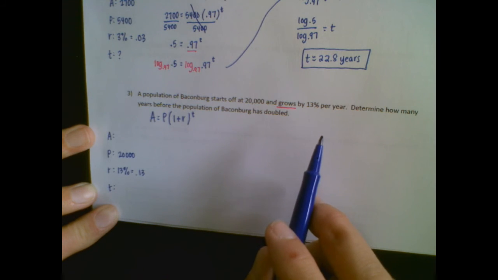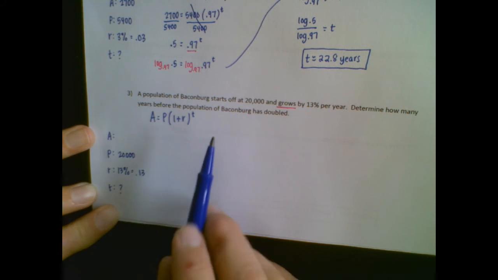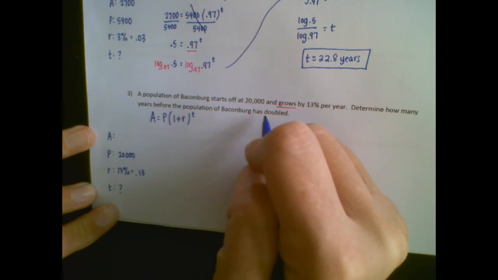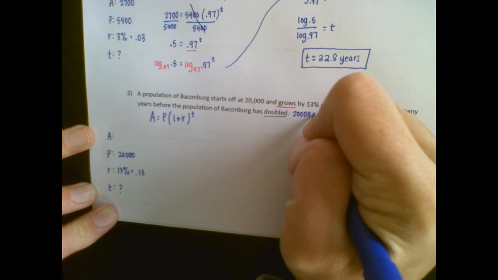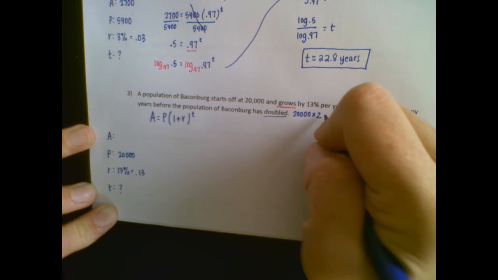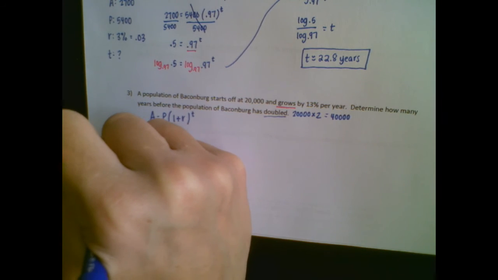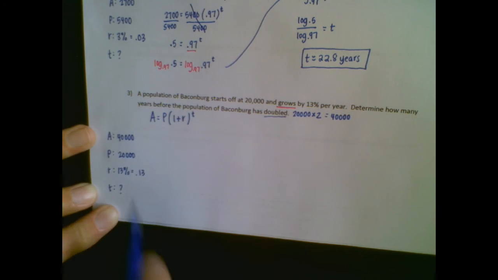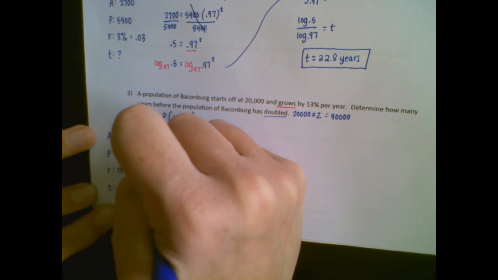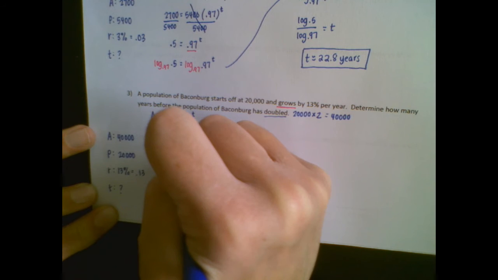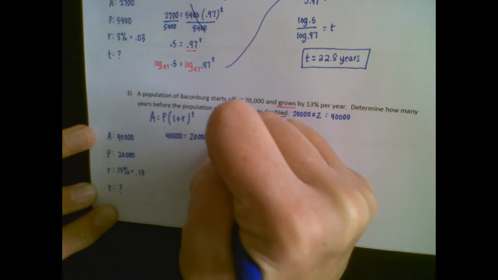We want to determine how many years. So we're looking for time. We don't know what the time is before the population of Baconburg has doubled. So if I'm starting with 20,000 people and I'm doubling it, that means I'm multiplying it by 2. So that means that my ending amount is 40,000. So that's my A. So when I go ahead and use these values and plug into my growth formula, that's going to give me 40,000 is equal to 20,000 times 1 plus 0.13 raised to the t.